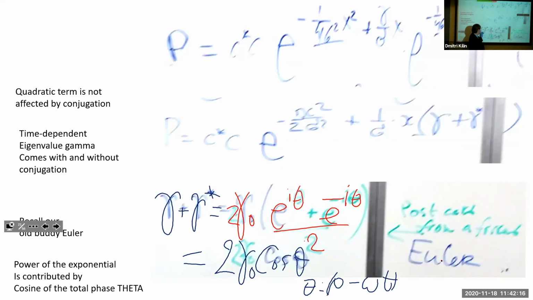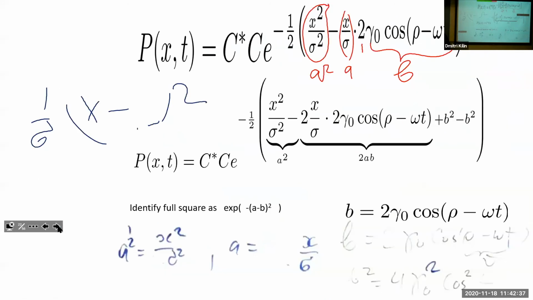So wherever we had this gamma plus gamma star, we will replace it by 2 gamma naught cosine theta. And theta can be replaced by rho minus omega t. So it will come into this term. So we are almost there, but not yet to the full extent.